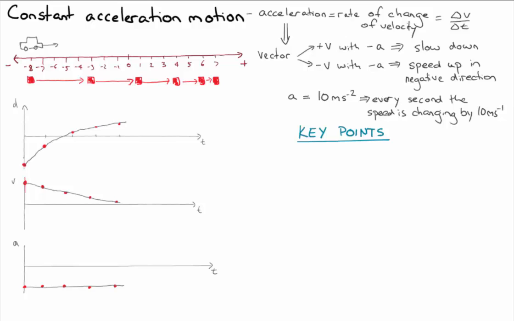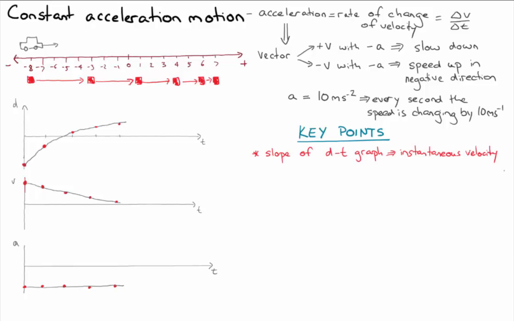All right, so here are our key points. The first key point is that the slope of your displacement time graph gives you the velocity. And if your displacement time graph is a curve like we have here, then the slope at any point, the tangent to that line, gives you the instantaneous velocity, the velocity at that particular point in time, like on your speedo on your car.